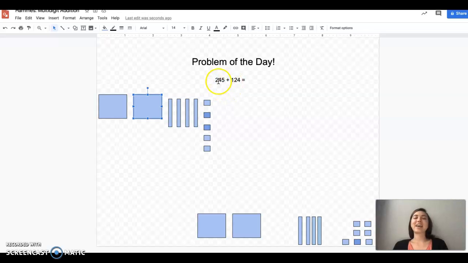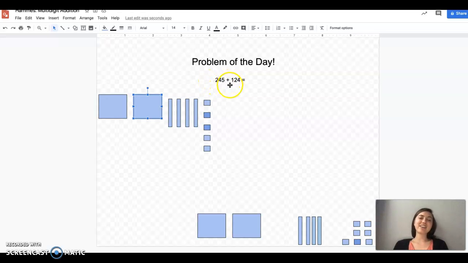2. How many tens do I have? 4. So 1, 2, 3, 4 tens equals 40. How many ones do I have? 5. 1, 2, 3, 4, 5. Excellent job breaking down this multi-digit number.